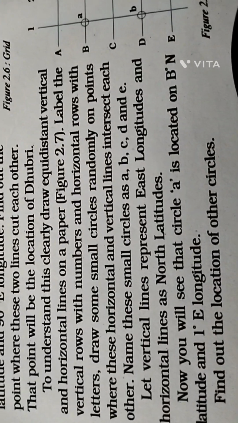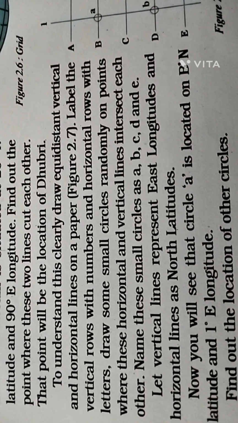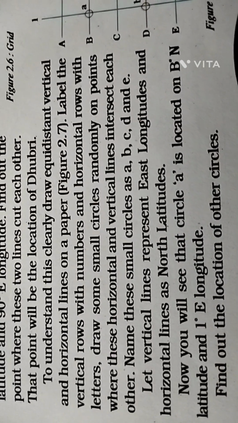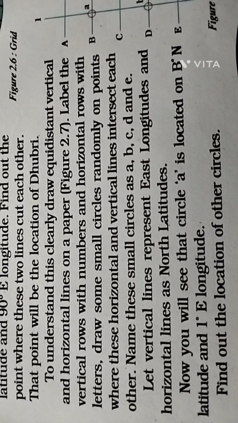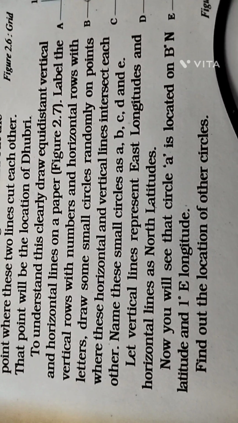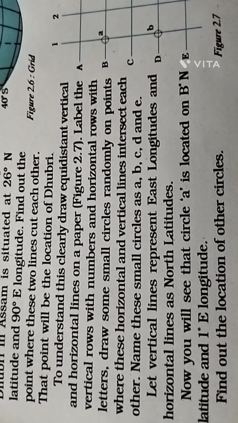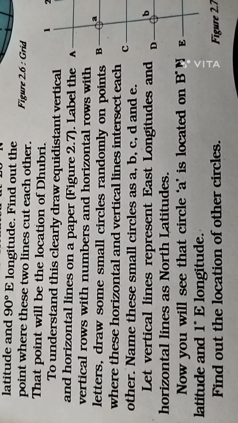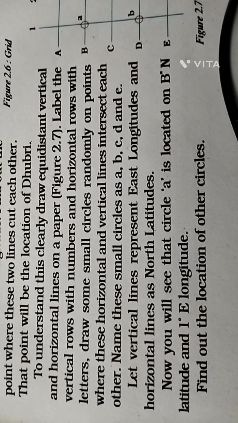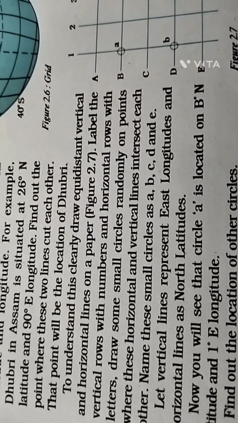To understand this clearly, draw equidistant vertical and horizontal lines on a paper. Label the vertical rows with numbers and the horizontal rows with letters. Draw some small circles randomly on points where these horizontal and vertical lines intersect each other. Name these small circles A, B, C, D, E. Let vertical lines represent east longitude and horizontal lines the latitude. Now you will see that a circle is located on B latitude and 1E longitude. Find out the location of the other circles.